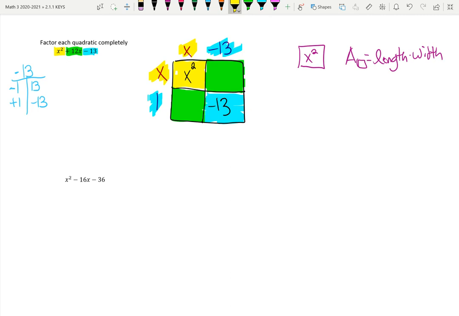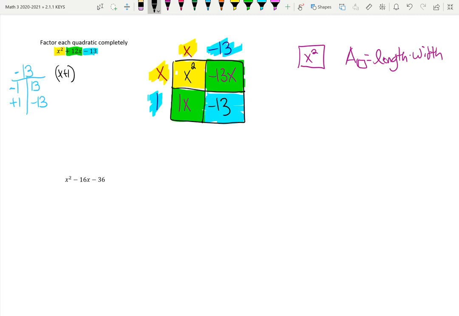Using this, you're going to then figure out this extra bit. What is x times negative 13? Negative 13x. That comes from yellow and blue together. What color does that make? Green? 1x.